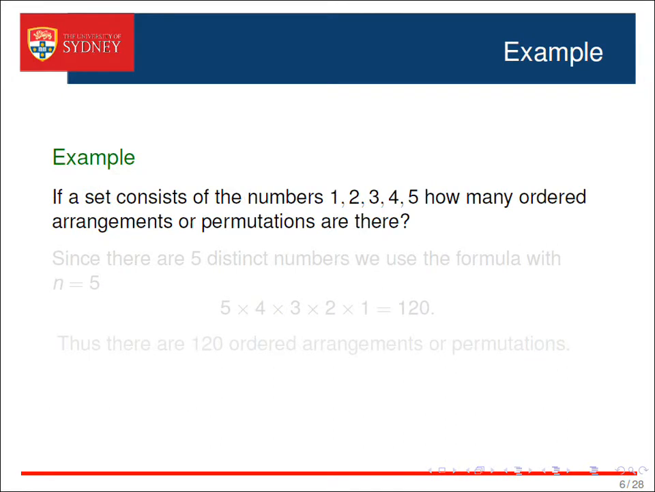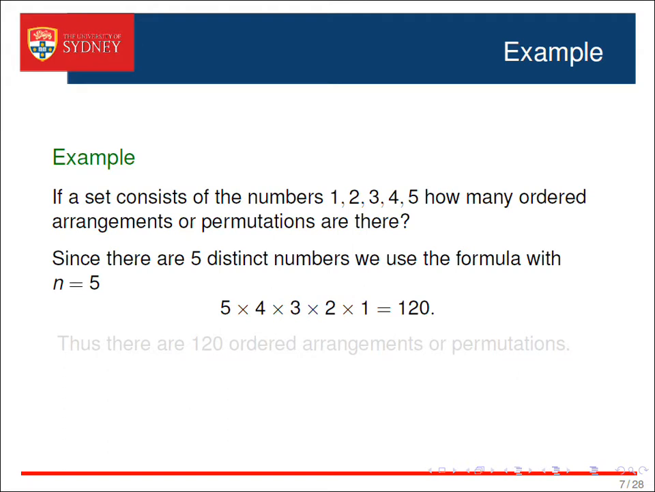Let's go through an example. If a set consists of the numbers 1, 2, 3, 4, and 5, how many ordered arrangements or permutations are there? There are 5 numbers, so the number of permutations is 5 times 4 times 3 times 2 times 1, which gives us 120. Thus, there are 120 ordered arrangements.